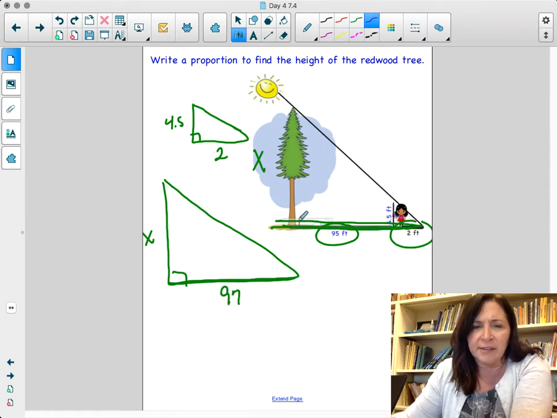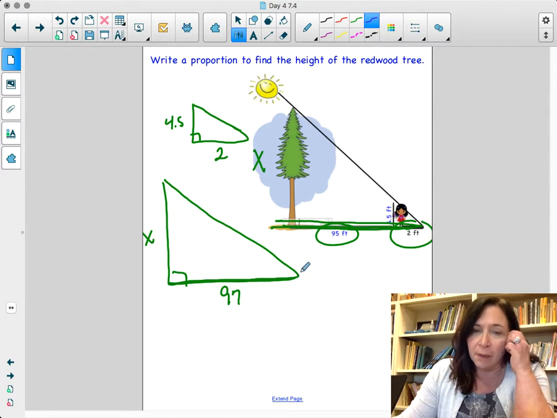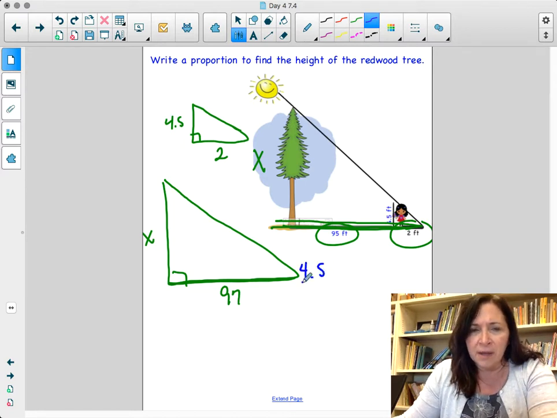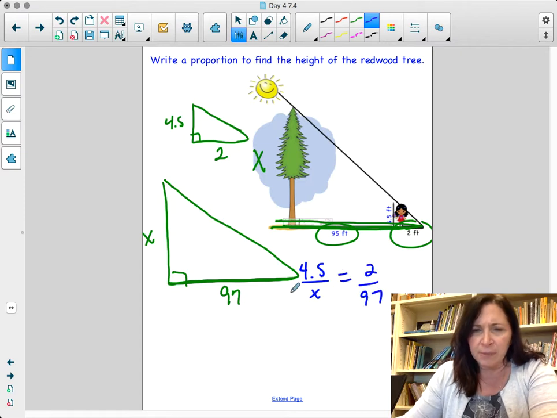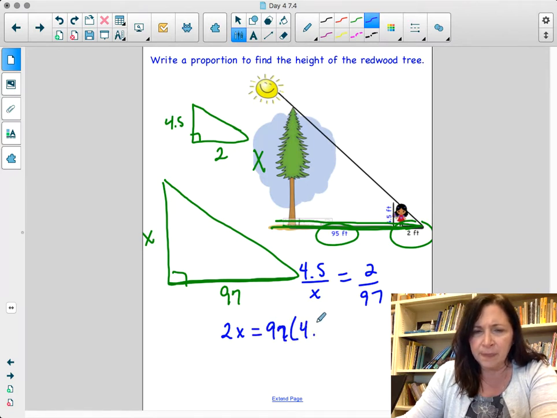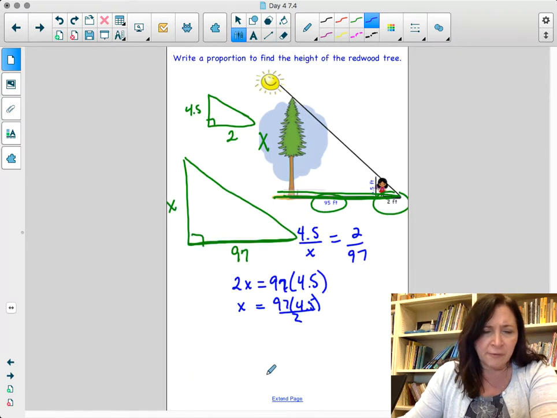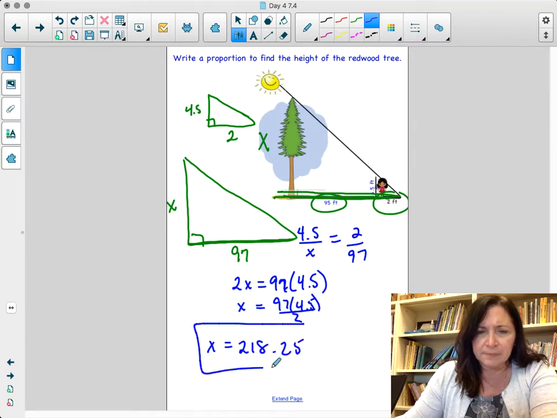And so setting this up, we're going to say 4.5 is to x as 2 is to 97. I'm going to cross multiply. 2 times x equals 97 times 4.5. I'm going to divide by 2. So x equals 97 times 4.5 divided by 2. And for this one, I believe I got approximately 218.25. Okay.